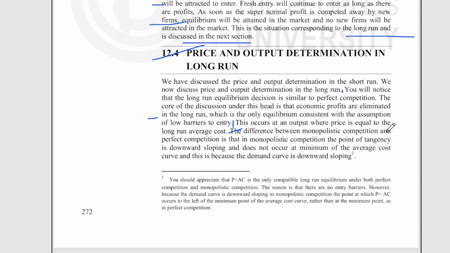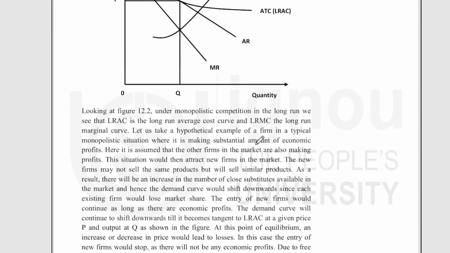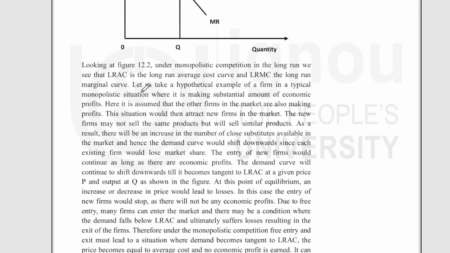So the difference between monopolistic competition and perfect competition is that in monopolistic competition, the point of tangency is on the downward sloping part and does not occur at the minimum of the average cost curve, and this is because the demand curve is downward sloping. So this is long run equilibrium under monopolistic competition. Okay, and this is figure 12.2. And under this monopolistic competition, in the long run we see that LRAC is the long run average cost curve and the LRMC the long run marginal cost curve.